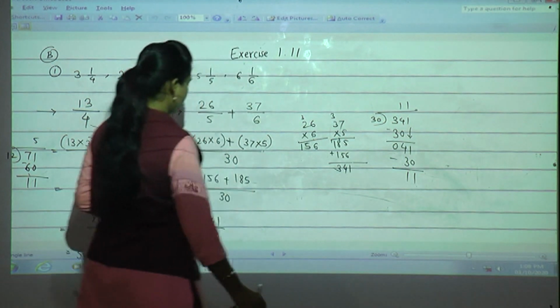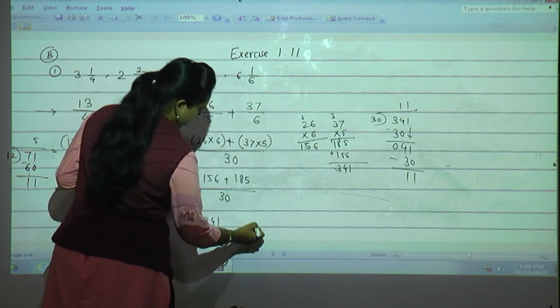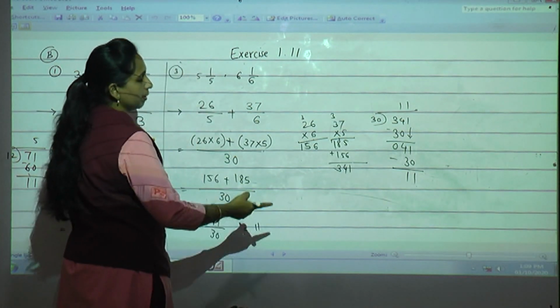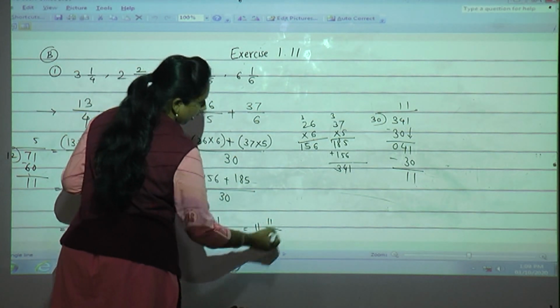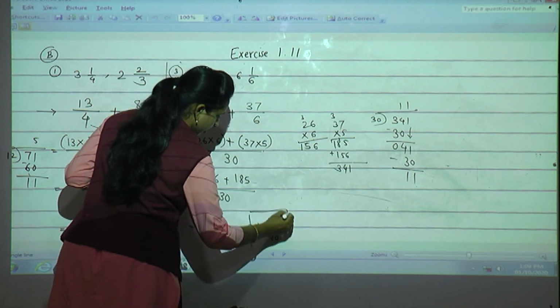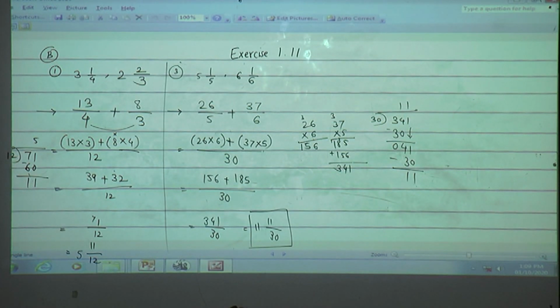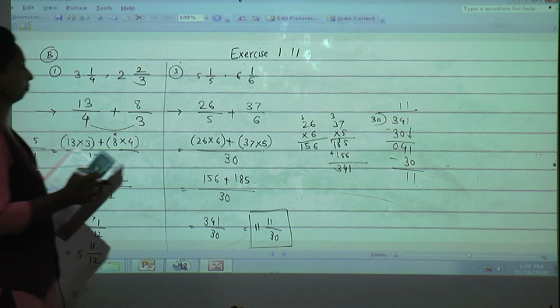So what is the quotient here? See, what is the quotient? 11, and the remainder 11 divided by the denominator 30. This is the final answer. Clear? Yes, very good. Now we will solve the 7th one.